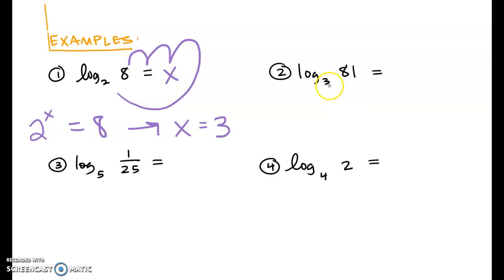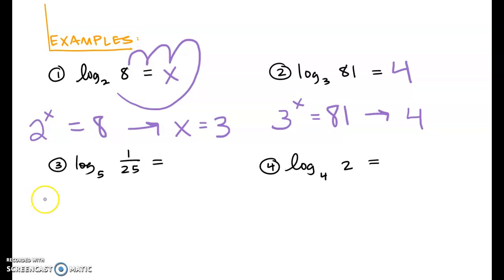Same thing for number 2. If we want to rewrite this as 3 to the x is equal to 81, I'm pretty confident that 3 to the 4th power is 81. Okay, let's do one more example together before I send you off to do the rest on your own.